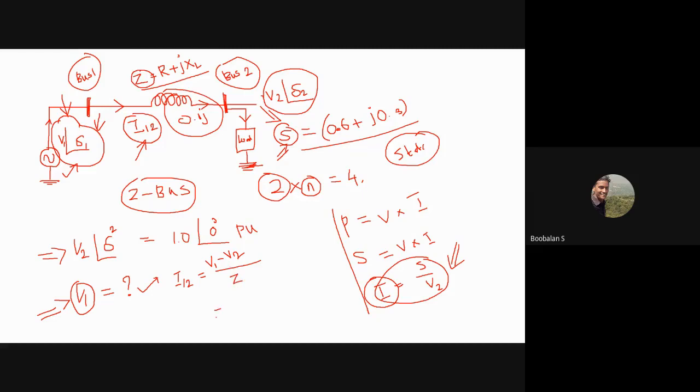So I is equal to V1 minus V2 divided by the impedance. But we don't have any direct I value, so how can we calculate I? We can calculate it this way: S divided by V2 is equal to V1 minus V2 divided by impedance. Now we can substitute all these values, and we will definitely be able to calculate V1. Calculate it.